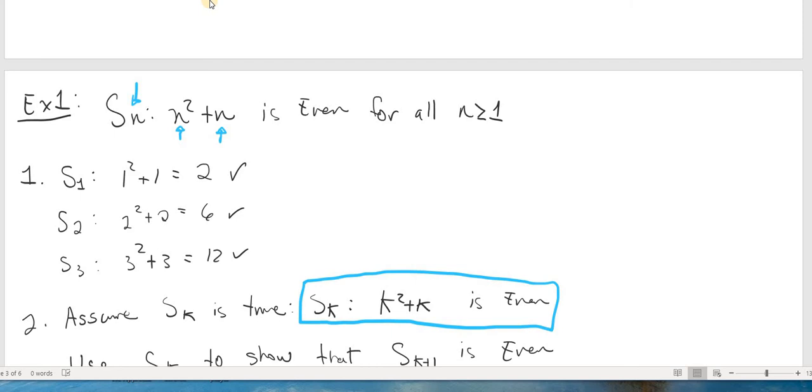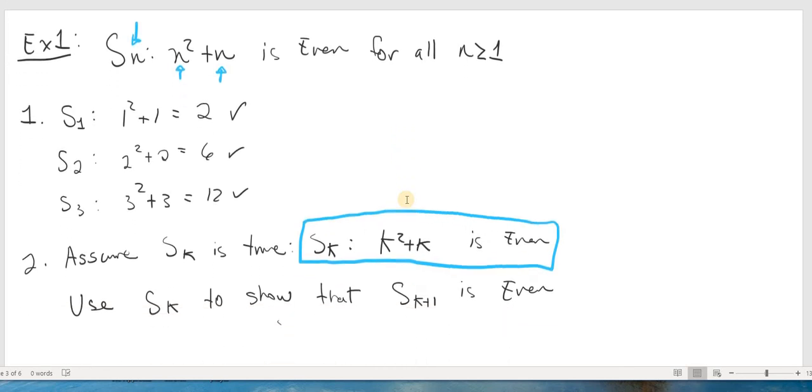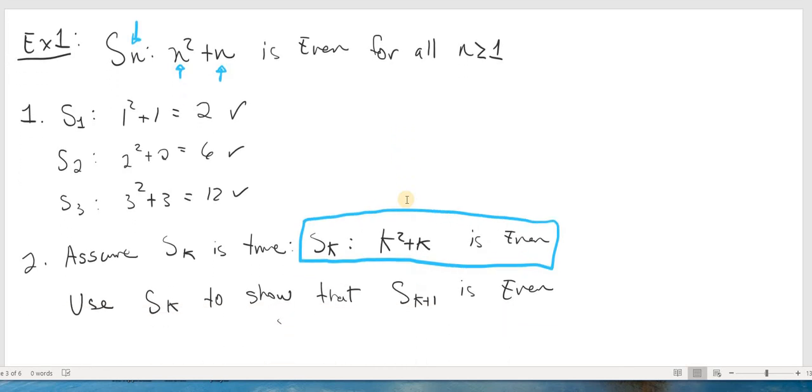And if we do that, what do we get? Well, let's make more space. Okay, so then let me put it back. So what does Sk plus 1 look like? If you plug in a K plus 1 there, what does it look like? Well, you need parentheses, right? K plus 1. Plug in K plus 1. What does that look like? Plus K plus 1. Okay. And this new formula is supposed to be even.